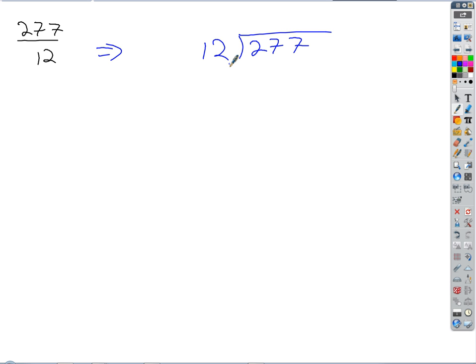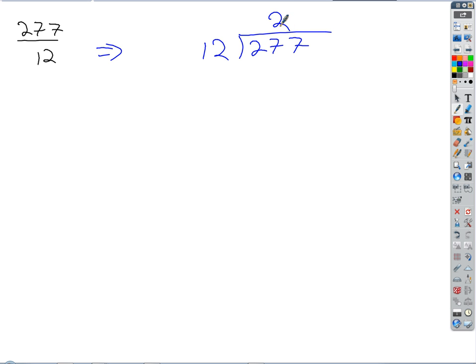Okay, so now what? How many times does 12 go into 277? 12 doesn't go into 2, so then we scoot over a digit, and 12 goes into 27 twice. How many times evenly? Twice. Okay, now what? 24 on the bottom. How did I get to 24? It goes twice, so I multiplied. So I subtract. Good, so we determined how many times 12 goes into this number.